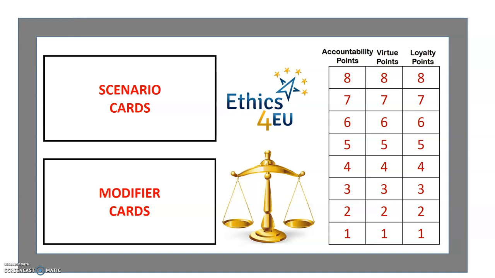The players also have 3 sets of points. Their accountability, how accountable they are for things, their virtue, how virtuous or good they are, and then their loyalty, which is to do with how loyal they are to the organisation. And that's our logo in the middle, the Ethics for EU logo.